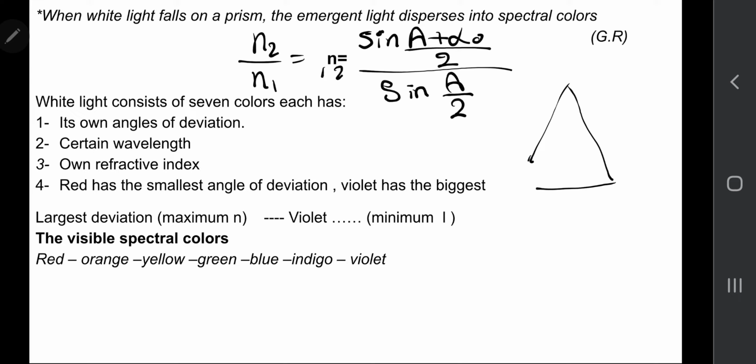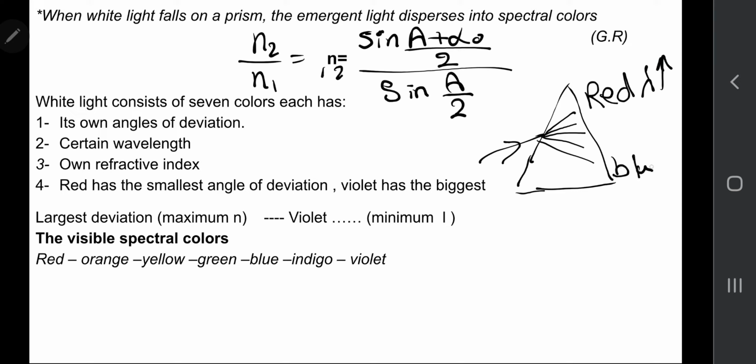I mean, this is a prism. When light falls on this prism, there is deviation and dispersion for the 7 colors. First red, the longest wavelength, and the last violet or blue, the shortest wavelength. This is the least deviation. يبقى الانجل اوف ديفيجن بتاعت الريد هي least deviation والبلو هو maximum angle of deviation.